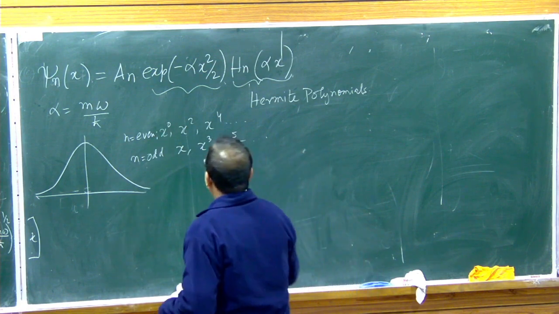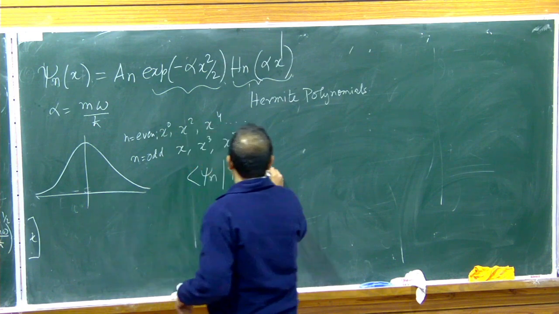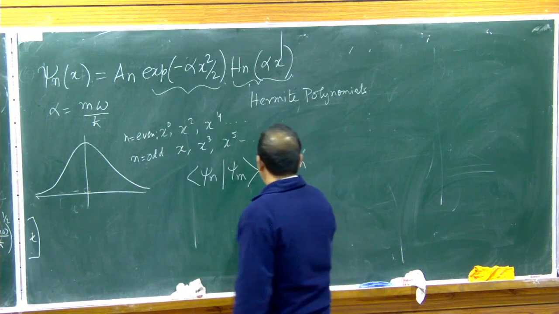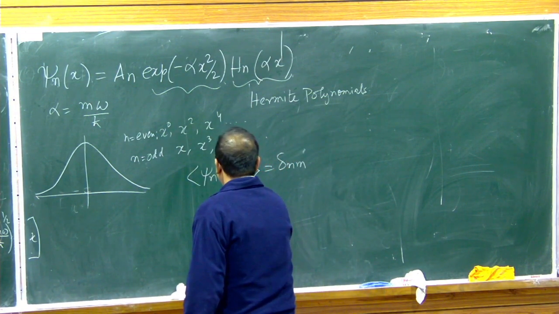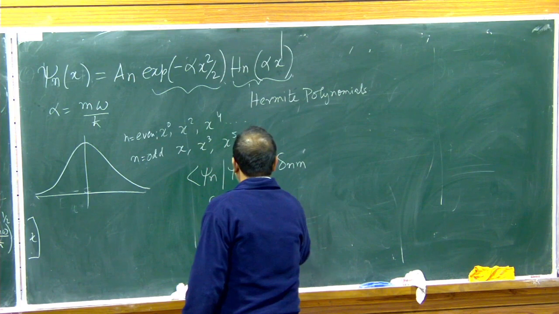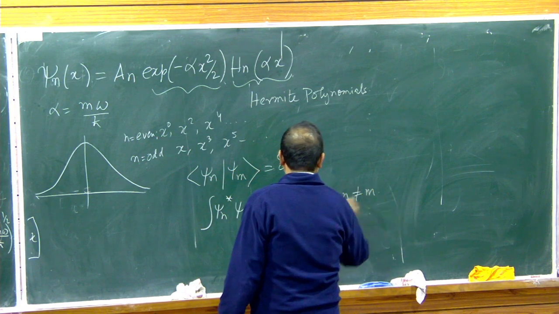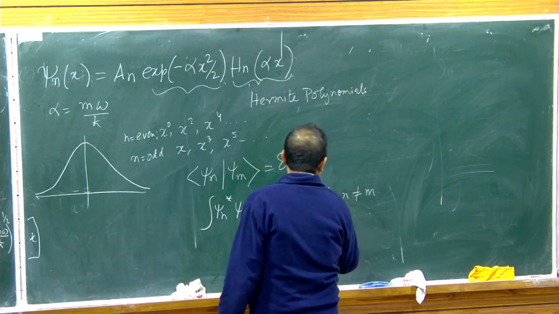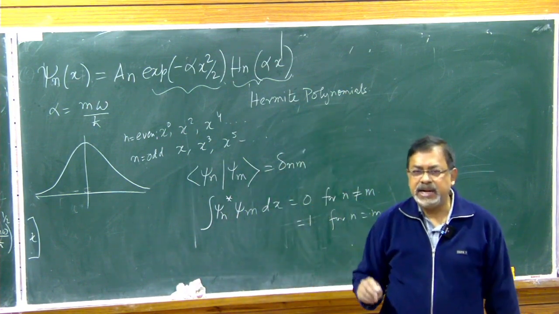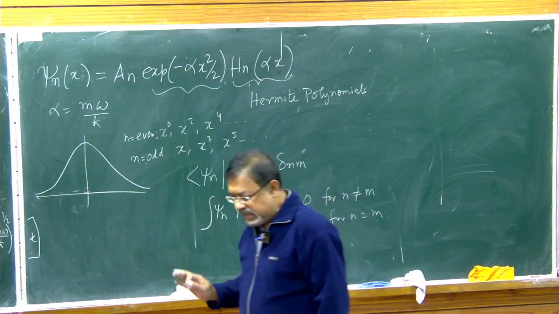So what I mean is that if I take a psi n and a psi m, this is going to be delta nm, which means they are going to vanish with each other. So this means that the integral of psi n star psi m dx is equal to 0 for n not equal to m, and this is equal to 1 for n equal to m. And this involves a little complicated property of the Hermite polynomials, at least that normalization. We leave that at the moment.